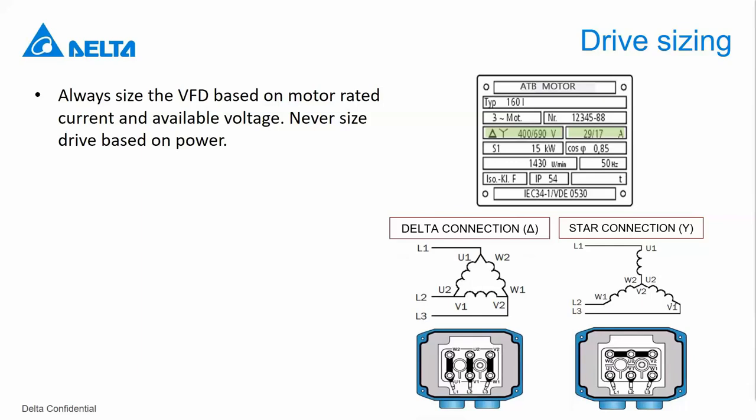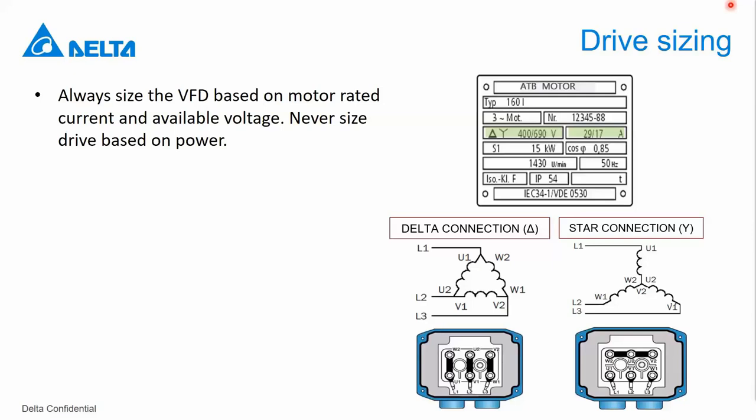volts. And most motors can be connected either in delta connection or in star connection. So most motors can be run on two different voltages. For smaller power motors, the delta connection will mean that the motor can run at 200 volt or 230 volt, and in star connection, in Y connection, is 400 volt. For higher power motors, the delta connection is 400 volt and the star connection is 690 volt.